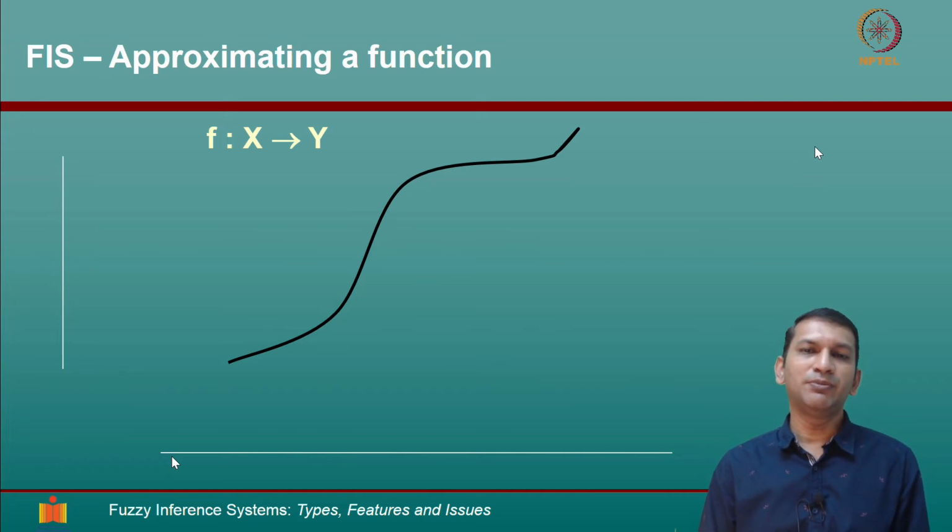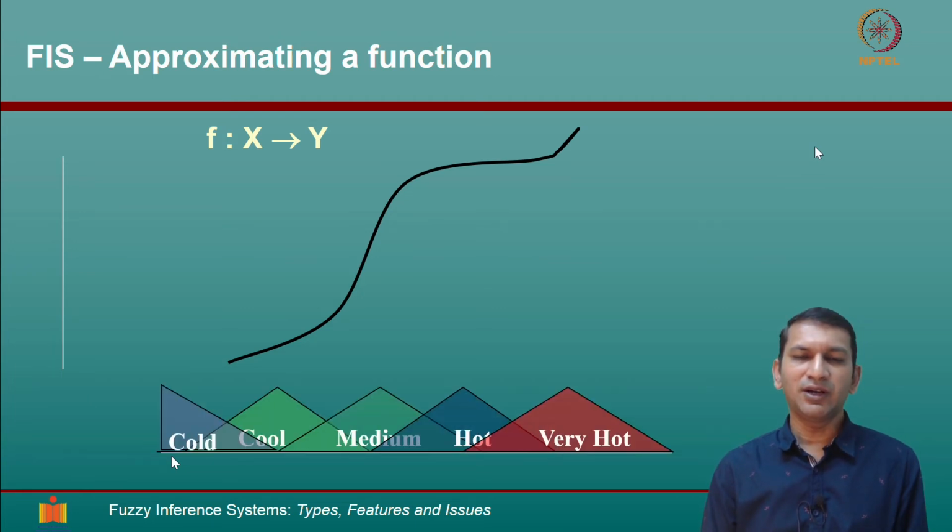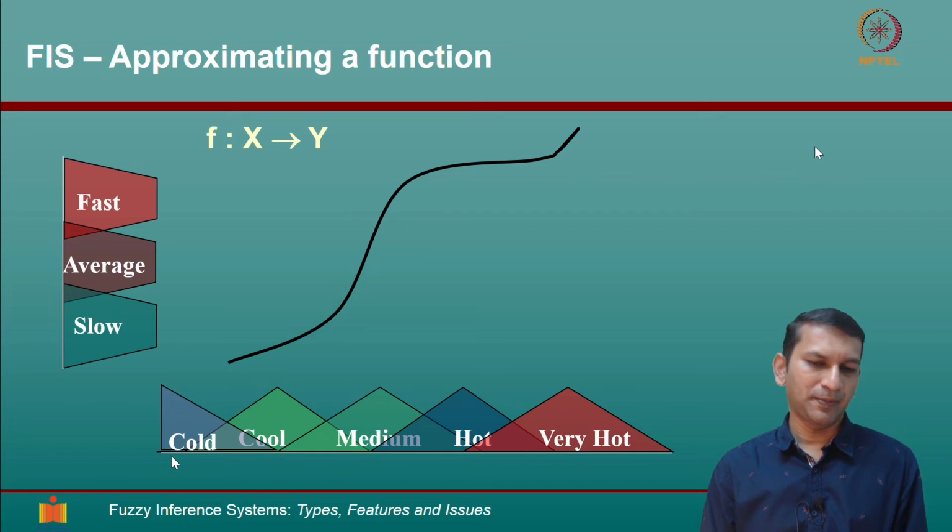Now how are we going to manage for an FIS to approximate this function? So on the x-axis you see the temperature domain, and on the y-axis you see the fan speed domain. So now what have we done? We actually have a fuzzy partition on x and a fuzzy partition on y. Now how do the rules look? The first rule that we have, or the second rule, is: if x is cool, then y is slow.